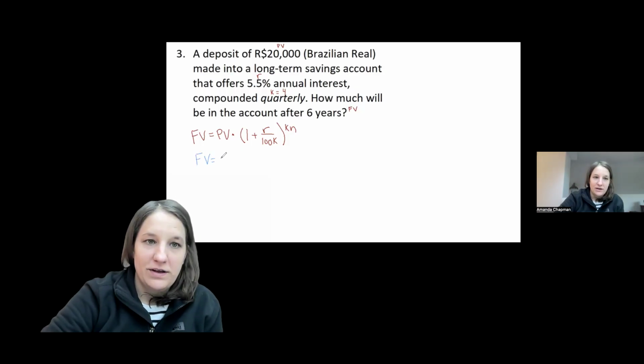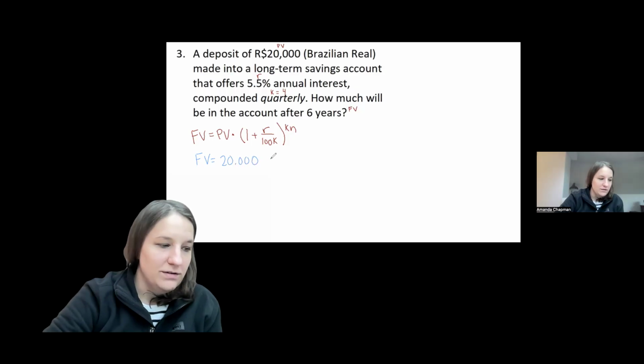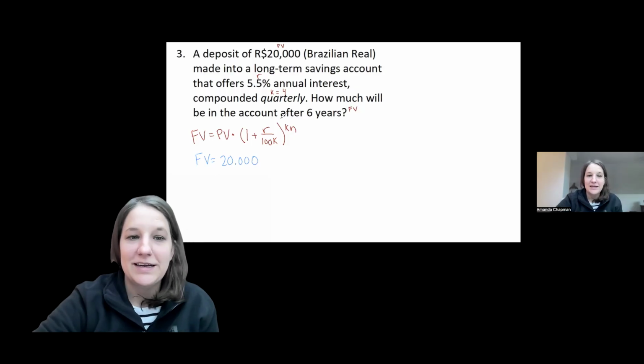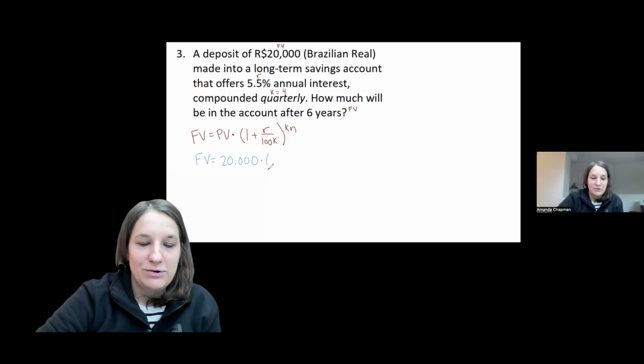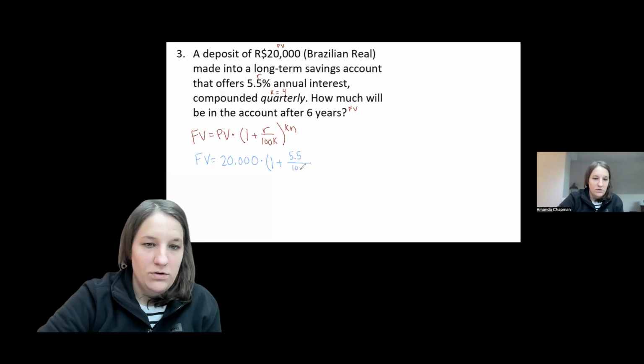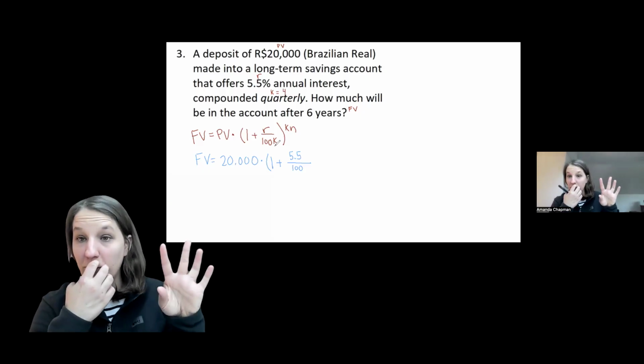It is our present value, in this case, 20,000 Brazilian real. That's probably not how you say that. And I'm going to multiply that by 1 plus 5.5% interest over 100 times K. So again, K here is compounded quarterly.